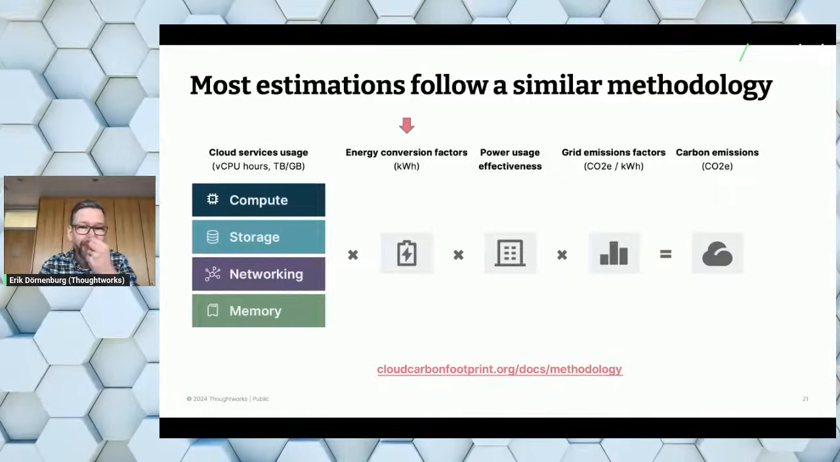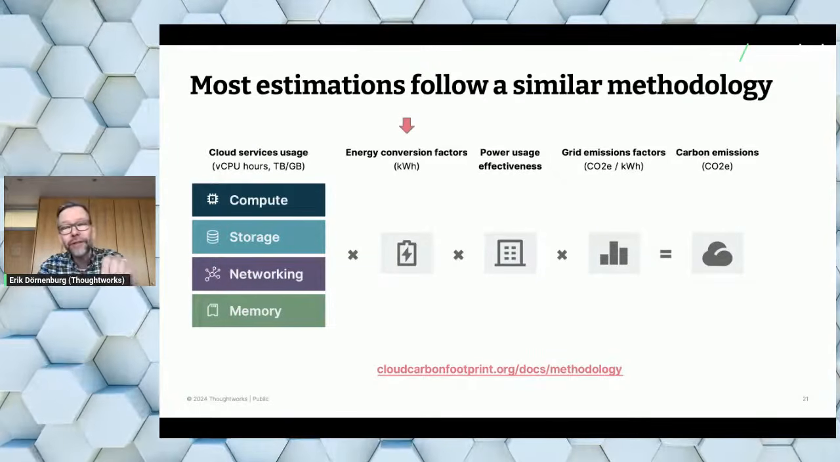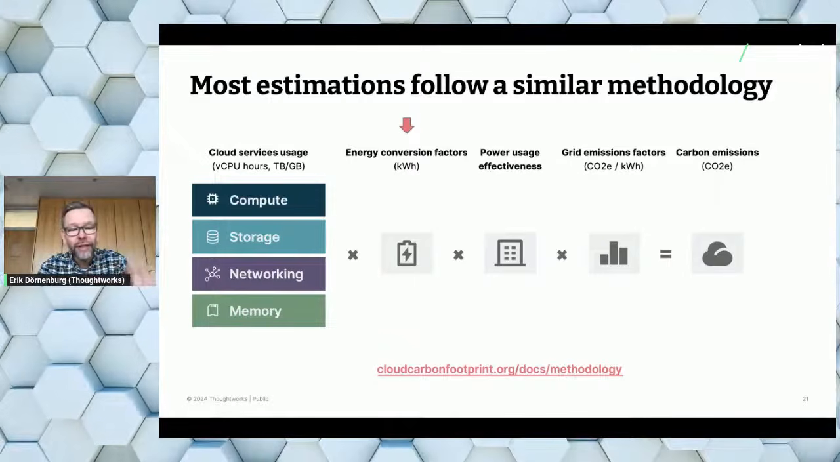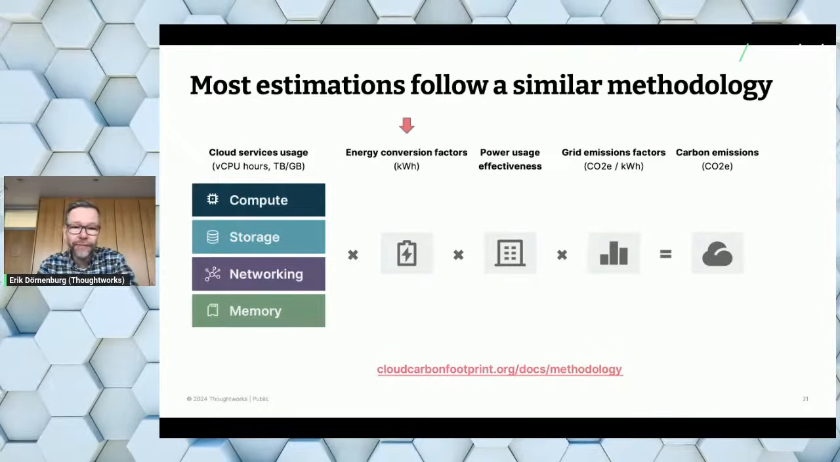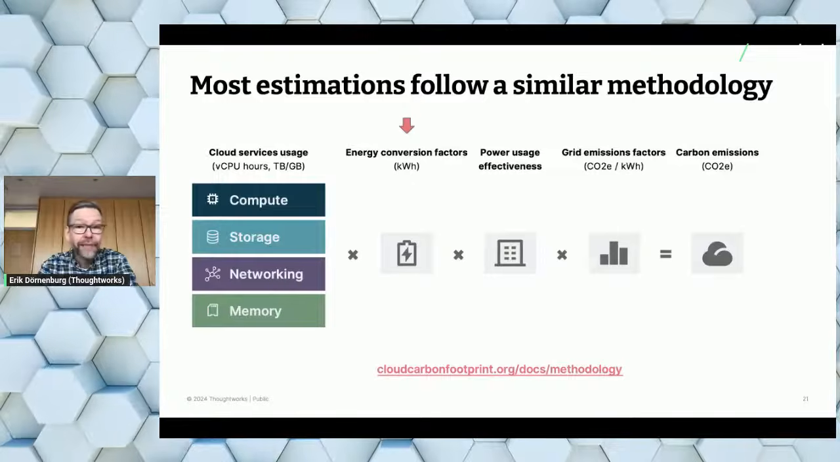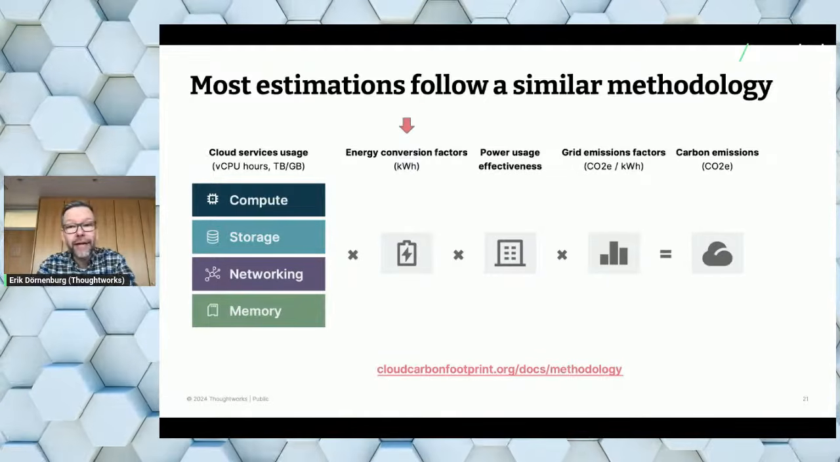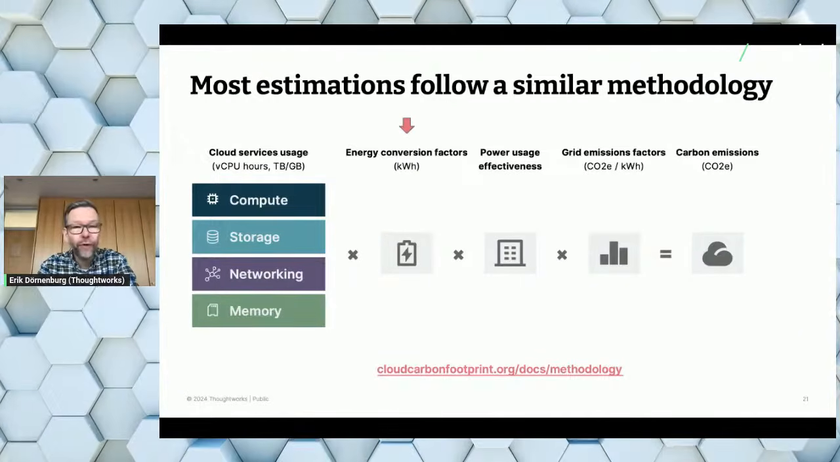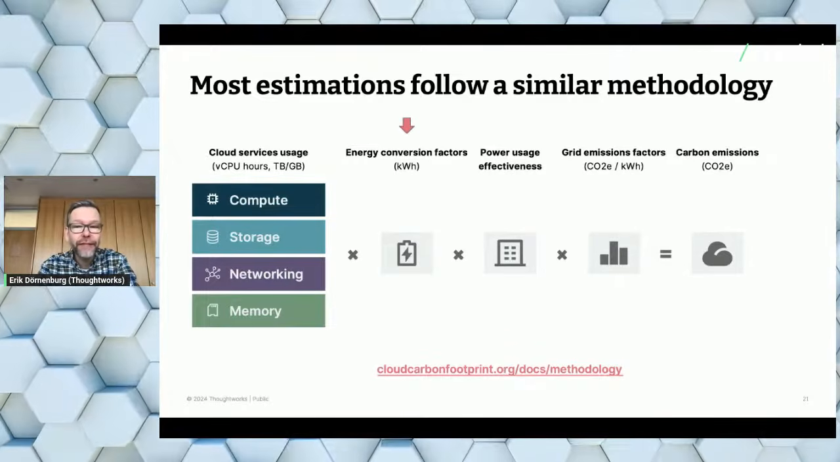Now the question becomes, how do I convert the usage into kilowatt hours? How much electricity did I use? You can use some standard factors, and that's indeed what Cloud Carbon Footprint and the other tools are doing as a fallback when more detailed information isn't available.